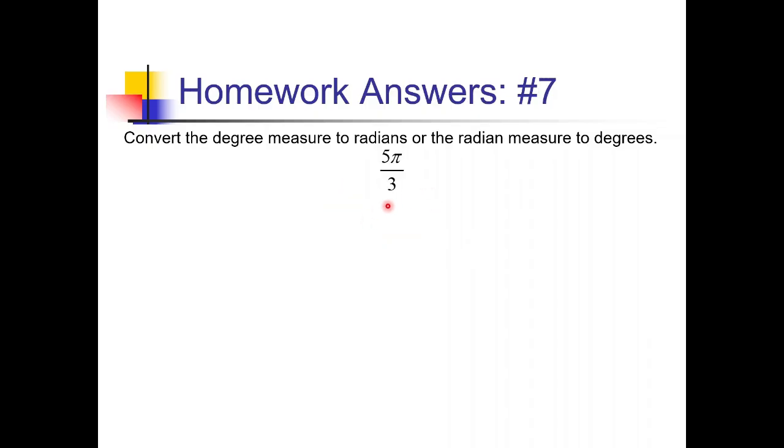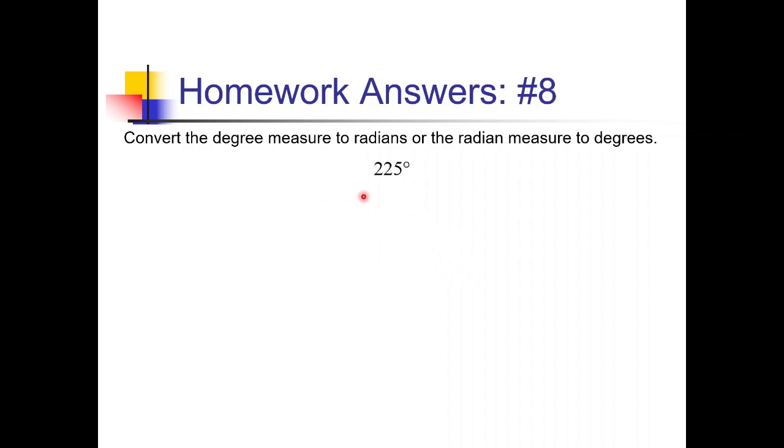To convert this one into degrees, because it's already in radians, I'll just multiply by 180 over pi. Doing a little cross-canceling, the pi's cancel. 180 and 3 can also cancel. That gives us 60. And we can also write a little 1 down here if we want. So we've got 5 times 60, which comes out to 300 degrees.